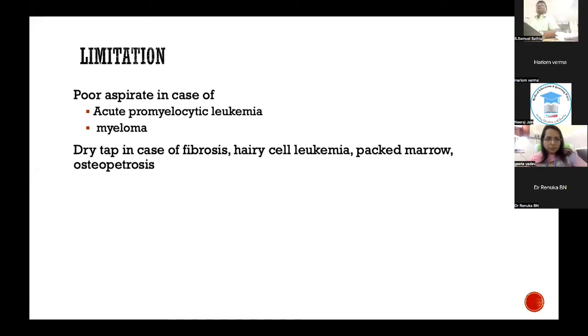Then there are cases in which we get a dry tap, like in cases of fibrosis, in cases of packed marrow in acute leukemia, then hairy cell leukemia or osteopetrosis.